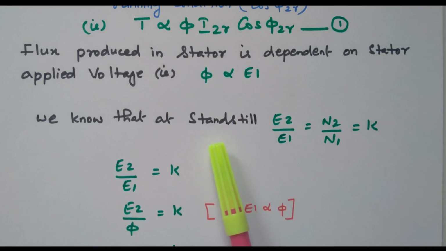At standstill, that is at the rest condition, we know that E2 by E1 equals N2 by N1, that is equal to K, the transformation ratio. It is very similar to the transformer. We are treating the stator and rotor as primary winding and secondary winding. So E2 by E1 equals N2 by N1 equals K. E1 is directly proportional to φ, so E1 is replaced by φ.